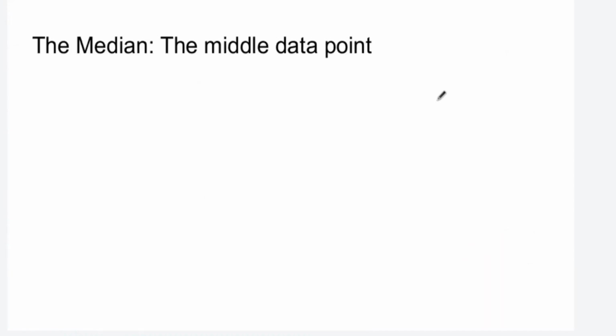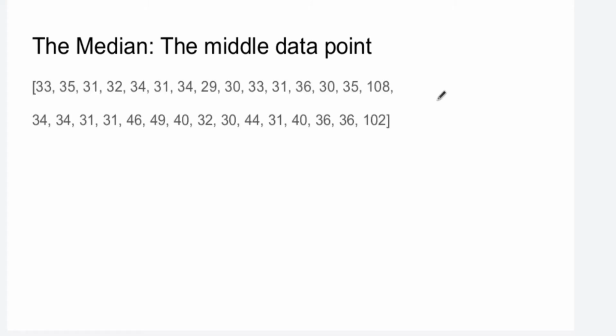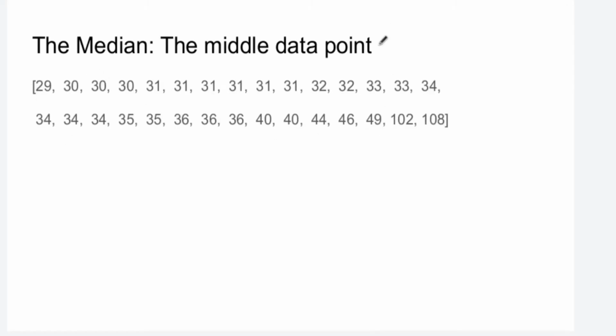This number is called the median, or the middle data point. To calculate the median, we take all the data, here are all of the miles per gallon for those 30 cars, and we put them in order, like so.